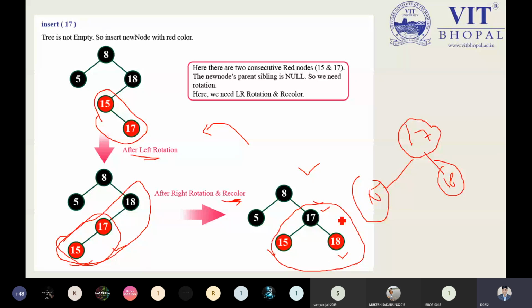17 should be black, because I am taking this part as the left subtree and this part as the right subtree. There is no change in the 5, but right now we need to see 17 is the root node of its children, 15 and 18. So 15 and 18 would be red, but 17 should be recolored black. So now it also maintains the properties of the red black tree. After the rotation we need to see this part as well. Now if you have any doubt here, you can ask.